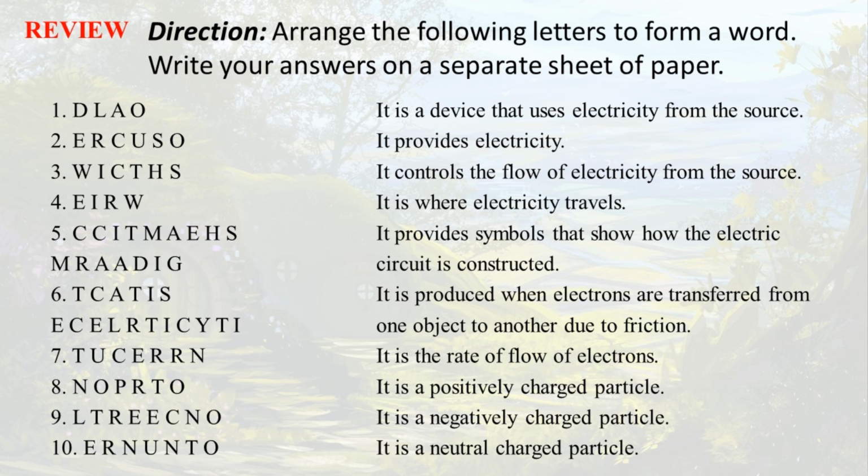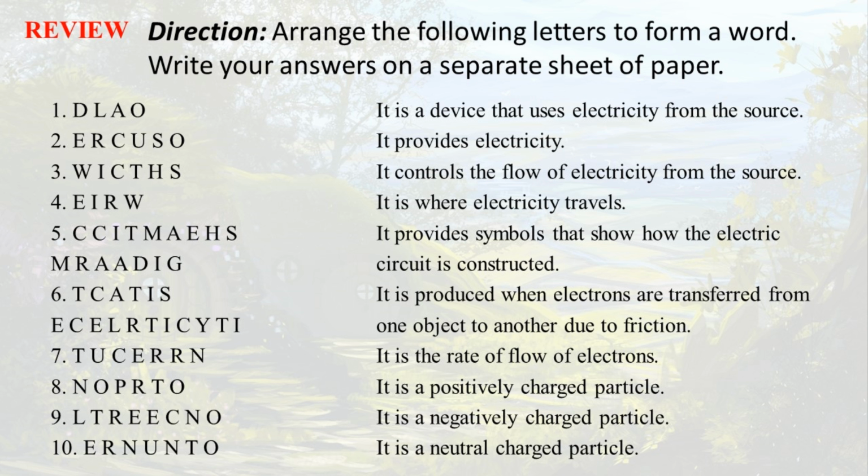Direction. Arrange the following letters to form a word. Write your answers on a separate sheet of paper. 1. It is a device that uses electricity from the source. 2. It provides electricity. 3. It controls the flow of electricity from the source. 4. It is where electricity travels.